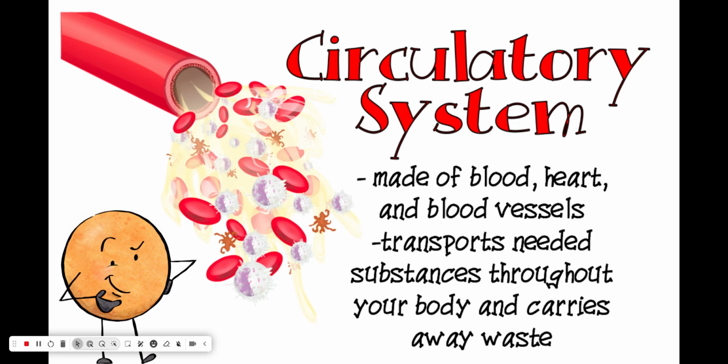And the reason we have the circulatory system, its function, its job, is that it takes all the substances, oxygen and nutrients, and it takes it to every single cell in your body, and it picks up all the waste and carbon dioxide from every one of your cells and drops it off where your body needs to get rid of it.